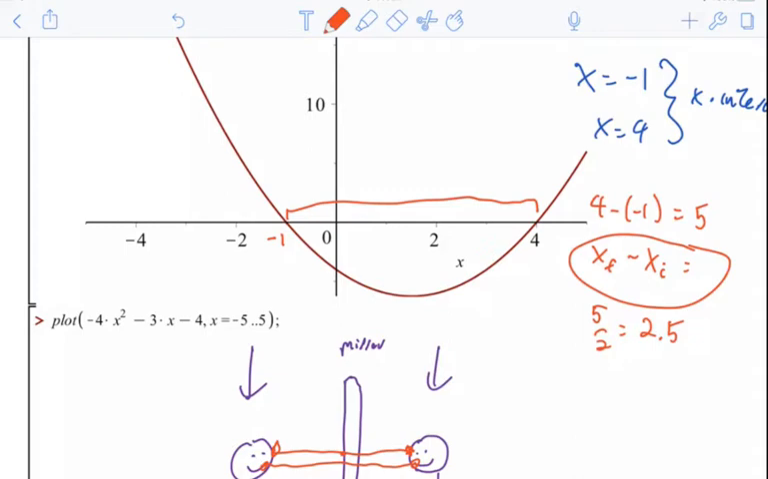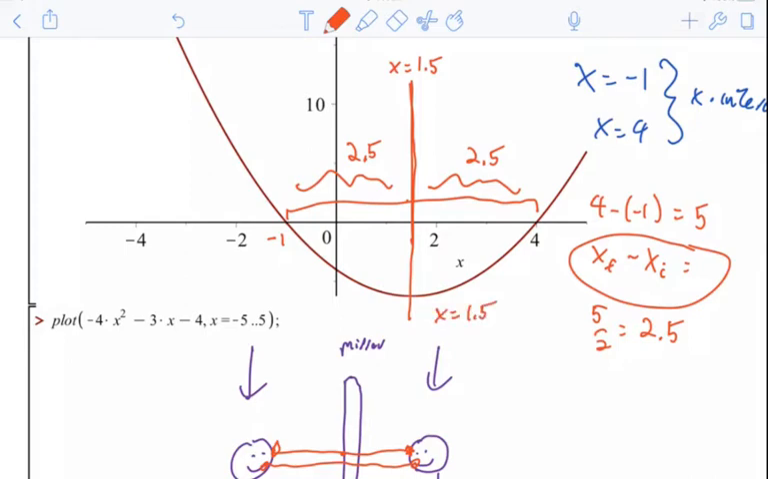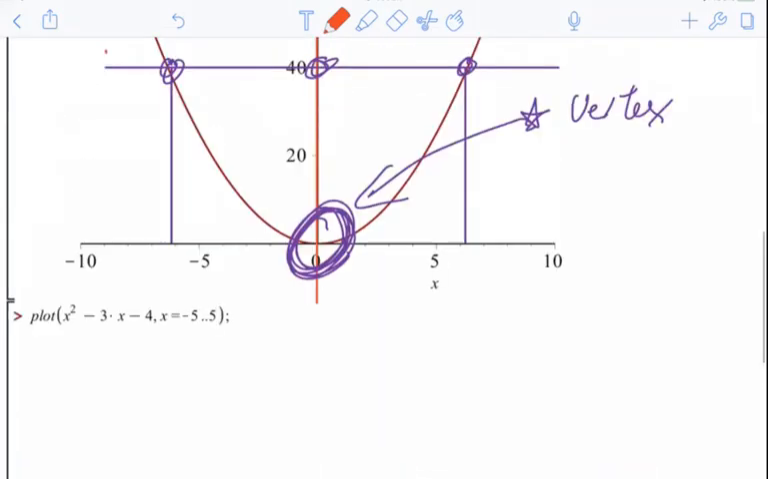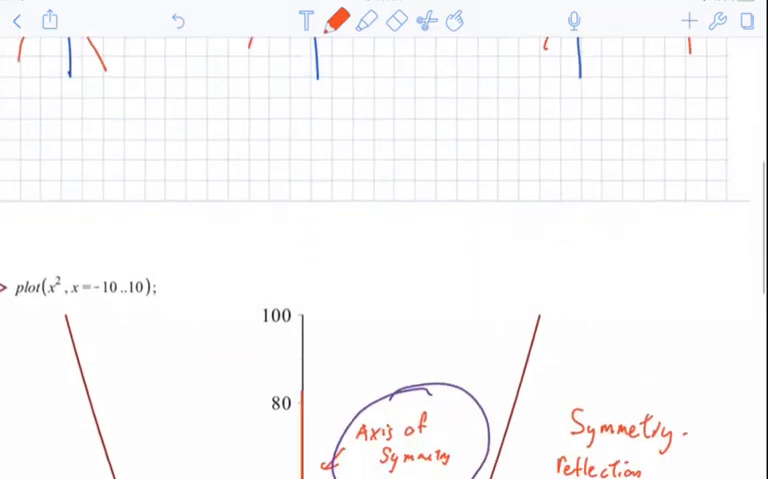So the axis of symmetry here must be 2.5 to the right of that one, and 2.5 to the left of that one, which is at location x is equal to 1.5. Since we know the axis of symmetry goes through the vertex, we know that the vertex is at x is equal to 1.5. Okay. It's a pretty fun little activity. Let's see if any others are copacetic in this particular set of graphs I did.